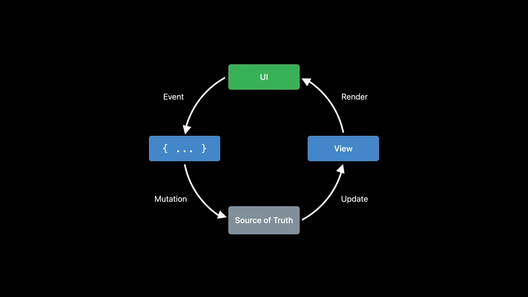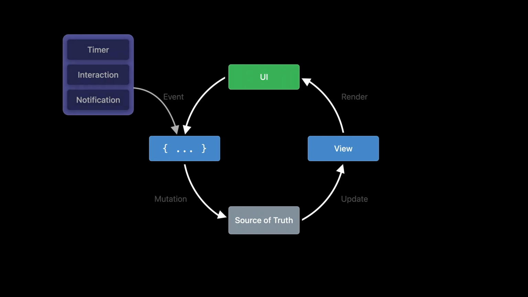Your app might react to an event generated by user interaction, such as tapping a button, or it might react to a publisher firing, like a timer or a notification. Regardless of what triggers the event, the cycle is still the same. We'll mutate a source of truth, update the view, and then produce a new rendering.